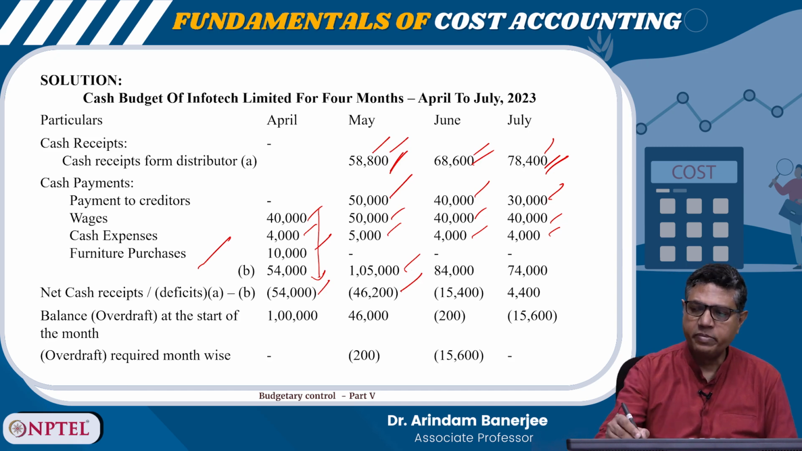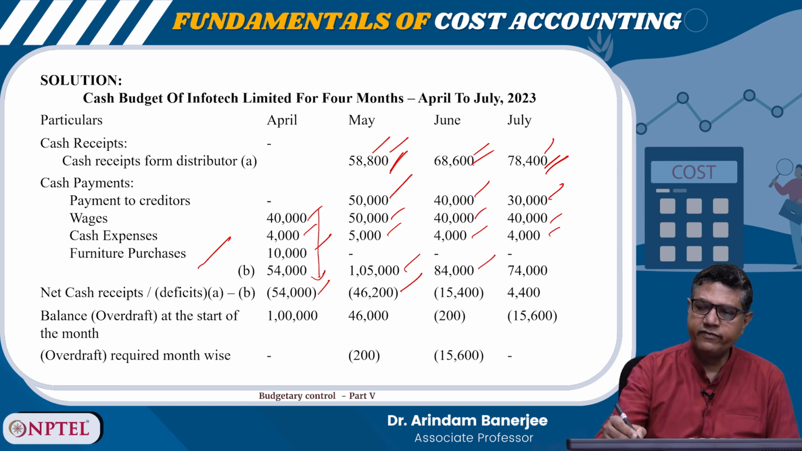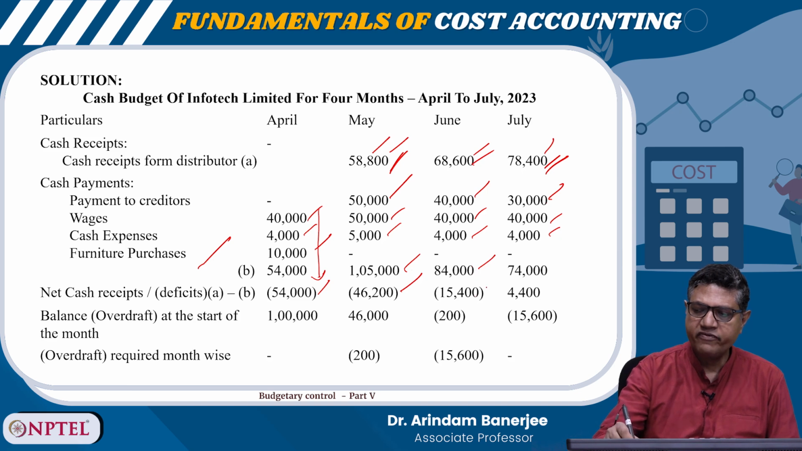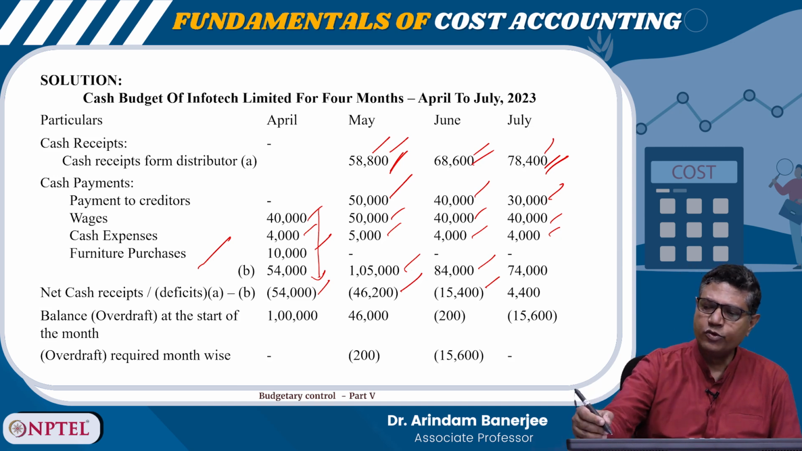In the month of June, the total cash receipt is 68,600 and total payment is 84,000. Again, the payment is more. So it is 84,000 minus 68,600, so it is 15,400, right?